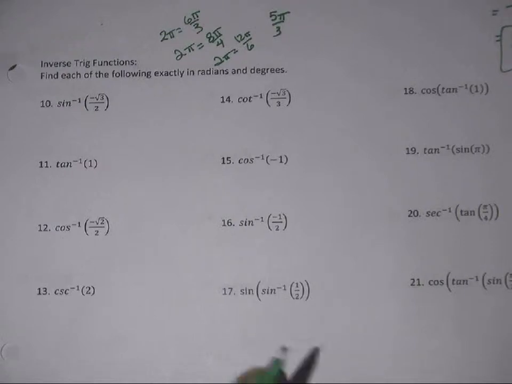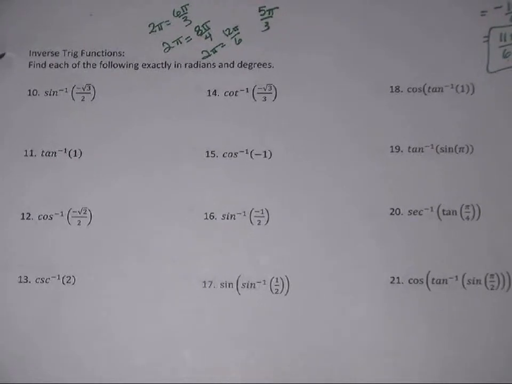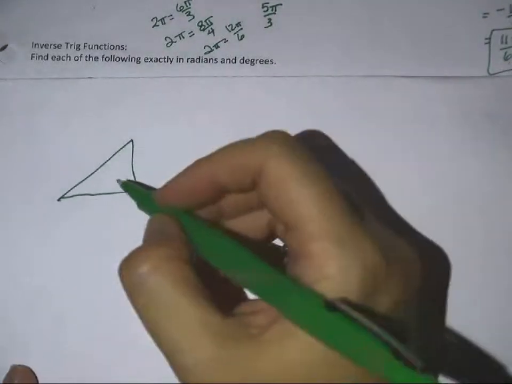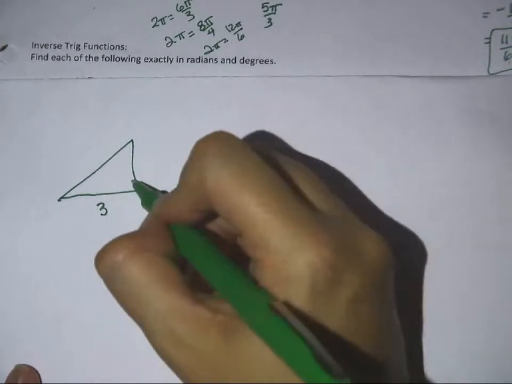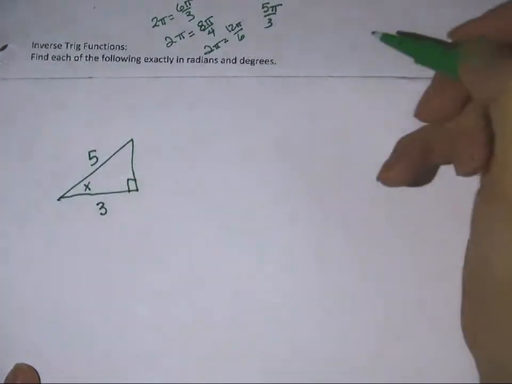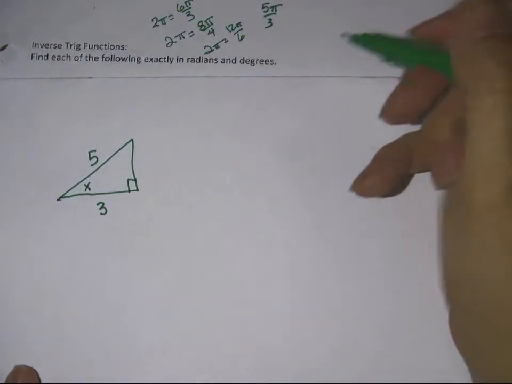Okay, now for the second part of our notes for day 12, which is on inverse trig functions, which we already used before. When did we use it? Well, we used our inverse trig functions when we had a problem that looked like this. For instance, I might know that this side is 3 and this side is 5, and I wanted to find x. How would we have done that problem?